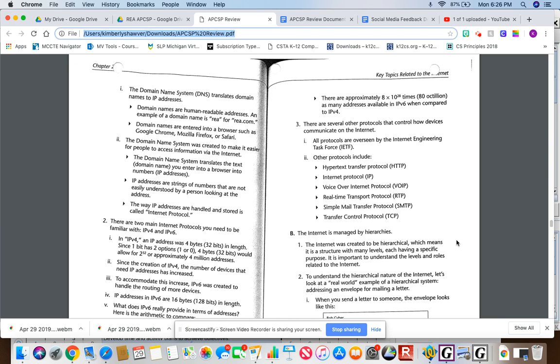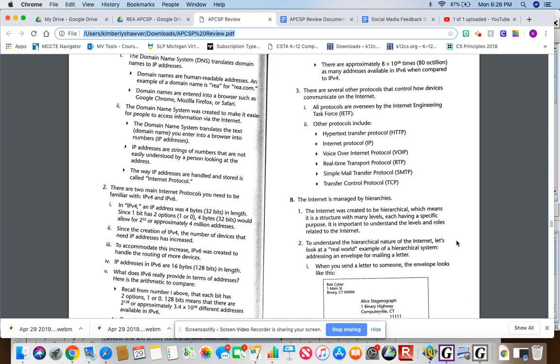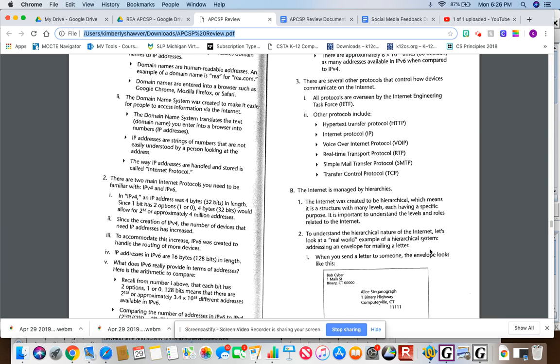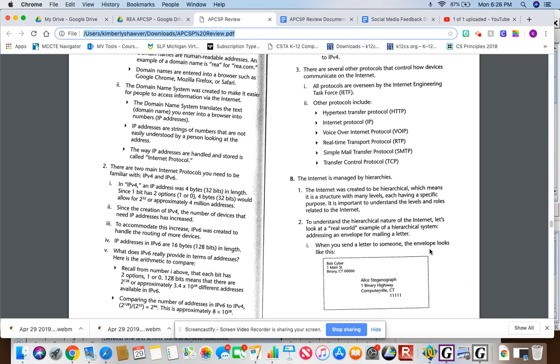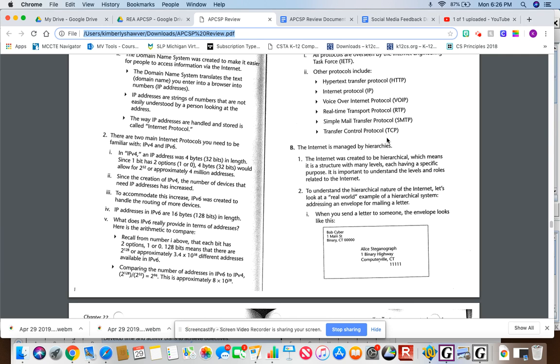There are several protocols that control how devices communicate on the internet. These are all governed by the IETF, the Internet Engineering Task Force. So many protocols, some of which we talked about in this class, include HTTP, Hypertext Transfer Protocol, IP, the Internet Protocol. There are some others here, including Simple Mail Transfer Protocol, and then the other main one we talked about is the TCP, the Transfer Control Protocol.